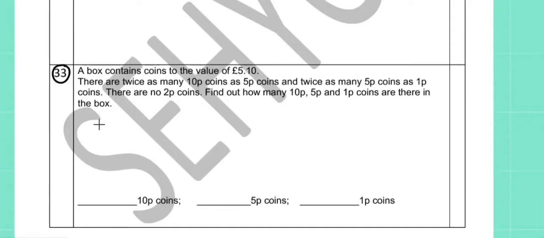Question number 33. A box contains coins to the value of 5 pounds and 10 pence. The number of 10 pence coins is twice the number of 5 pence coins. Again, how many 5 pence coins are there? That is exactly twice the number of 1 pence coins. So, there are no 2 pence coins. We will assume first that there is only one 1 pence coin.